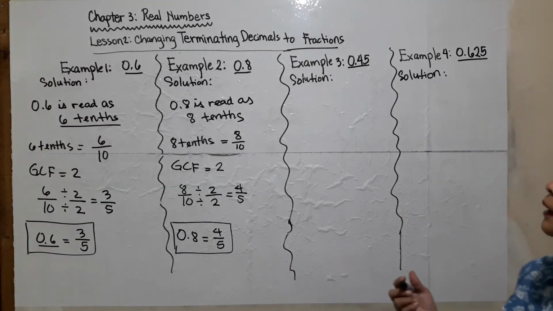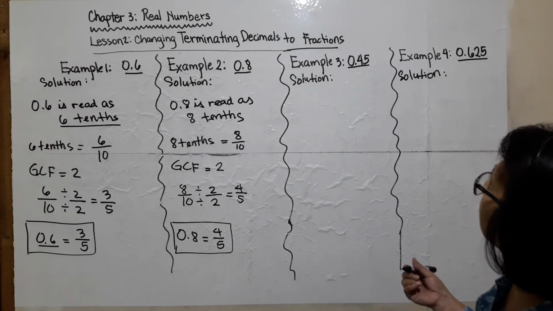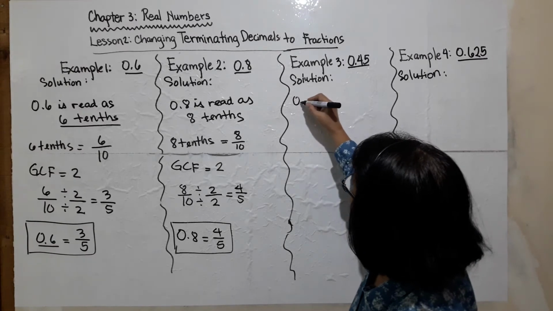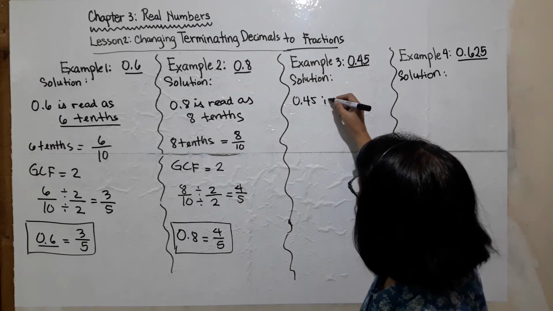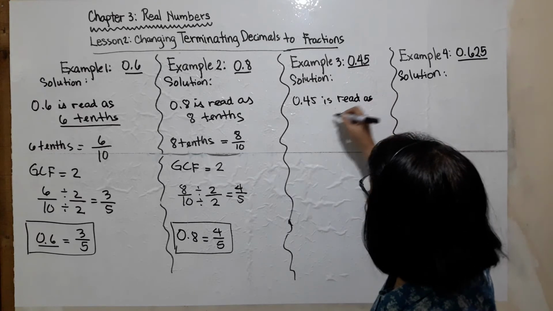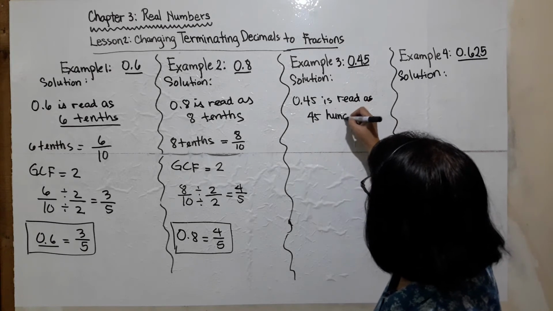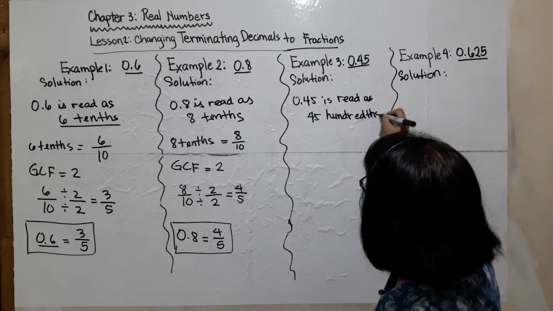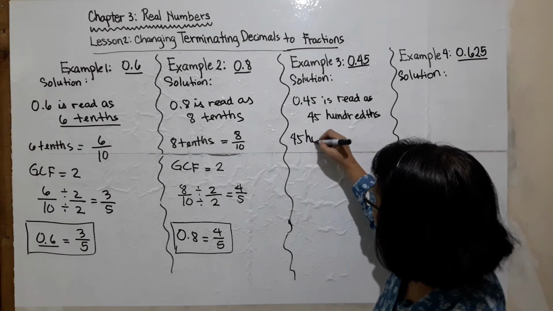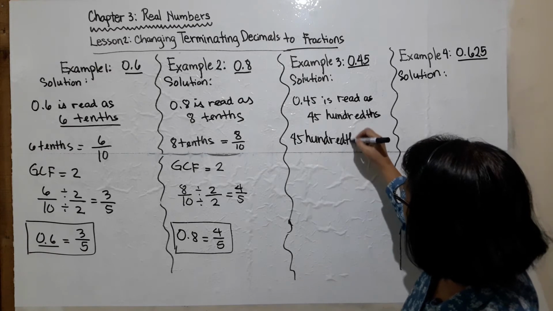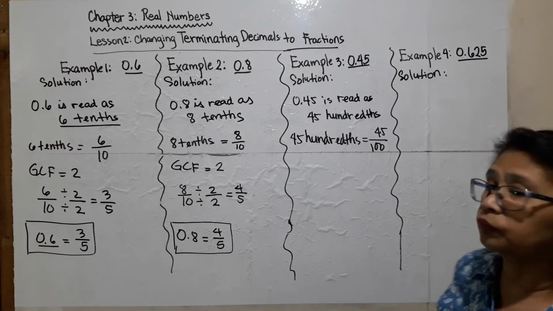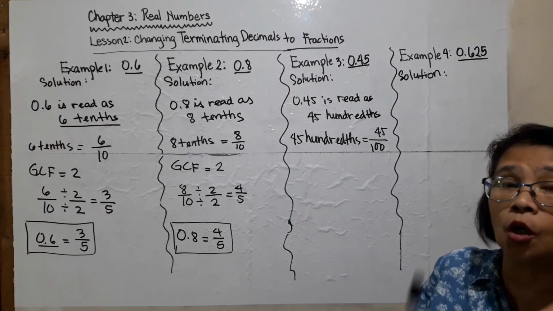For example 3, are you following me? Okay, for example 3, we have 0.45. Okay, let us read this correctly. 0.45 is read as 45 hundredths. Hundredths meaning the whole is divided into 100 equal parts. So that 45 hundredths is equal to 45/100.